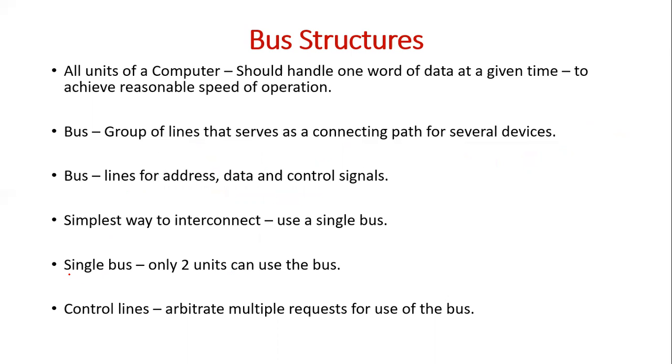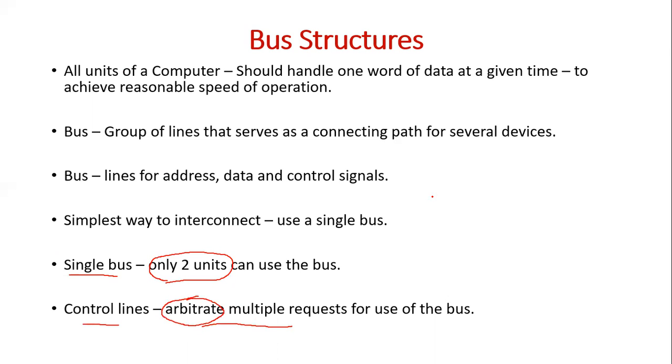If there is only one bus, then only two units can use the bus at a given time. More than two units cannot use it. And control lines are used to arbitrate multiple requests for the use of the bus. So this is another job of the control lines.